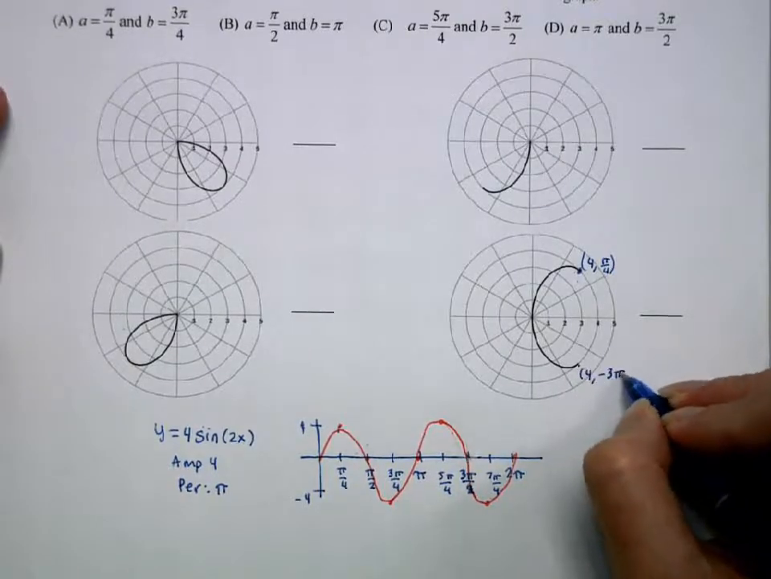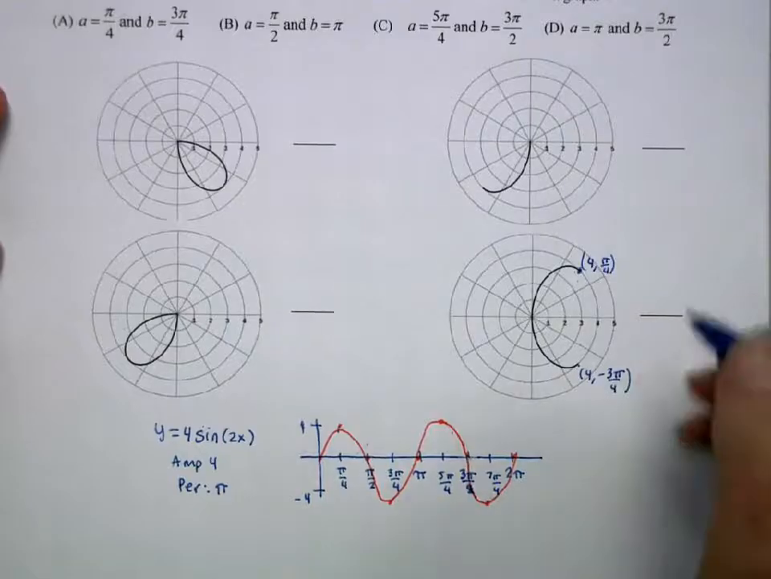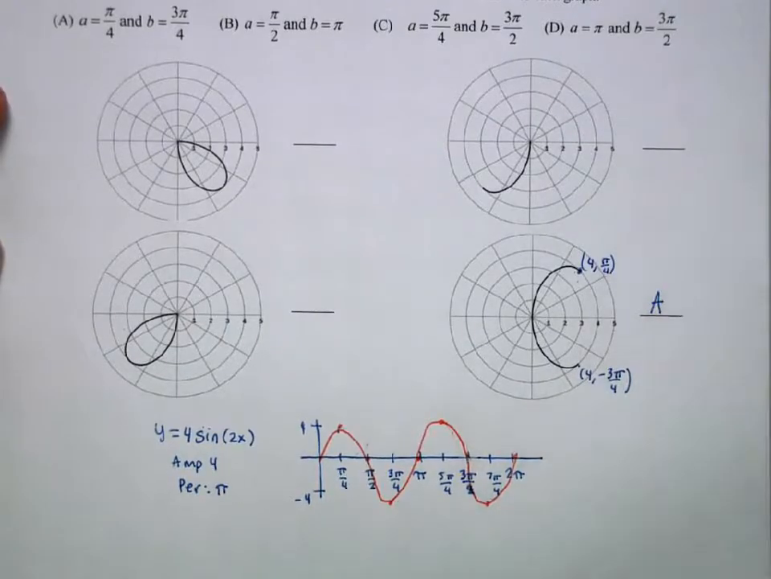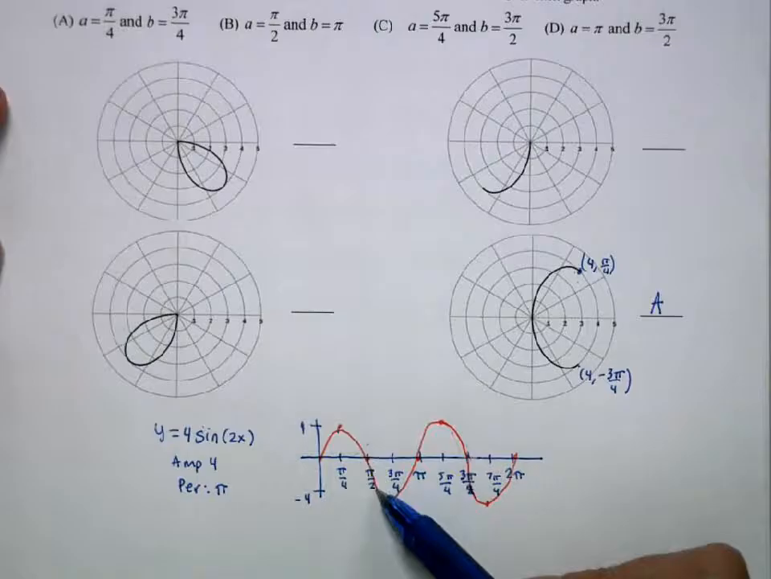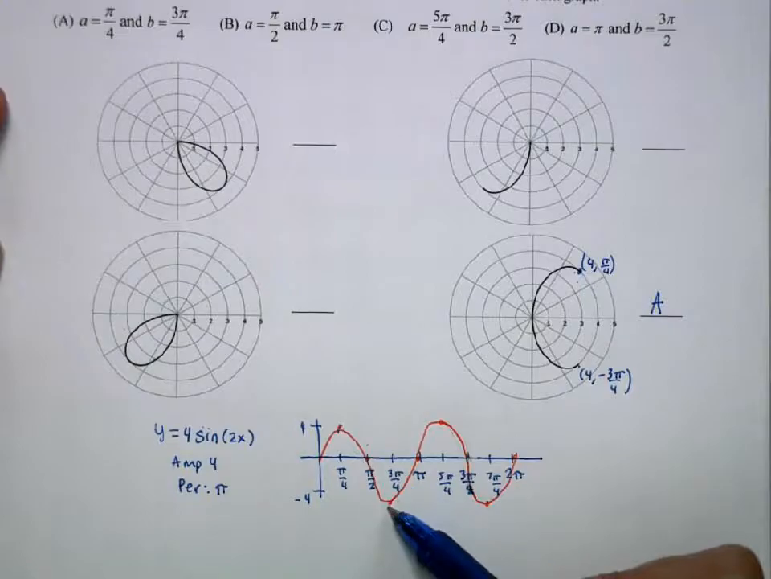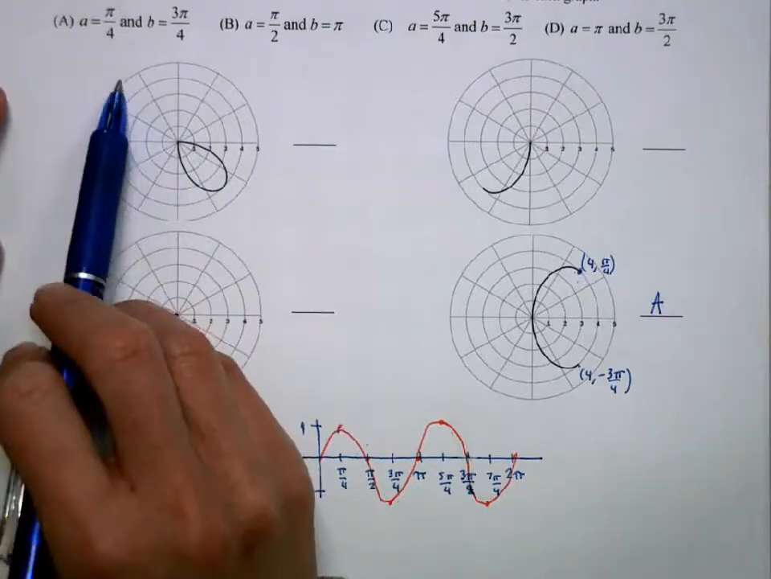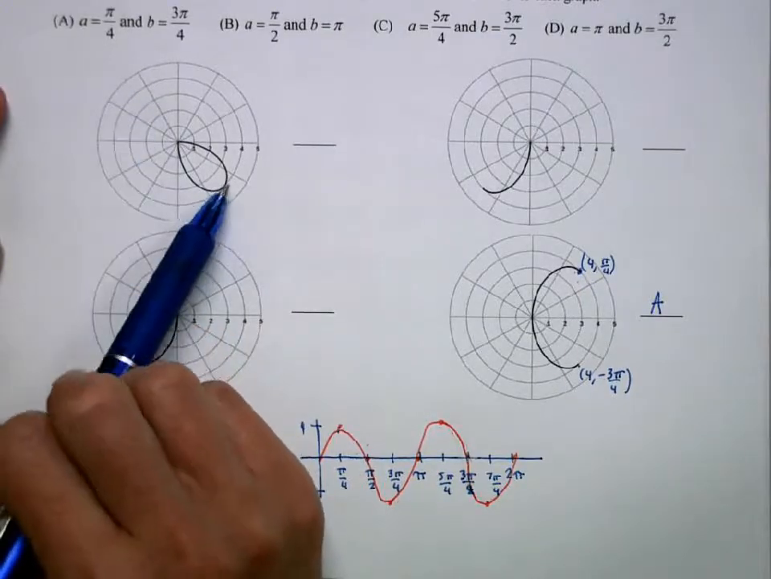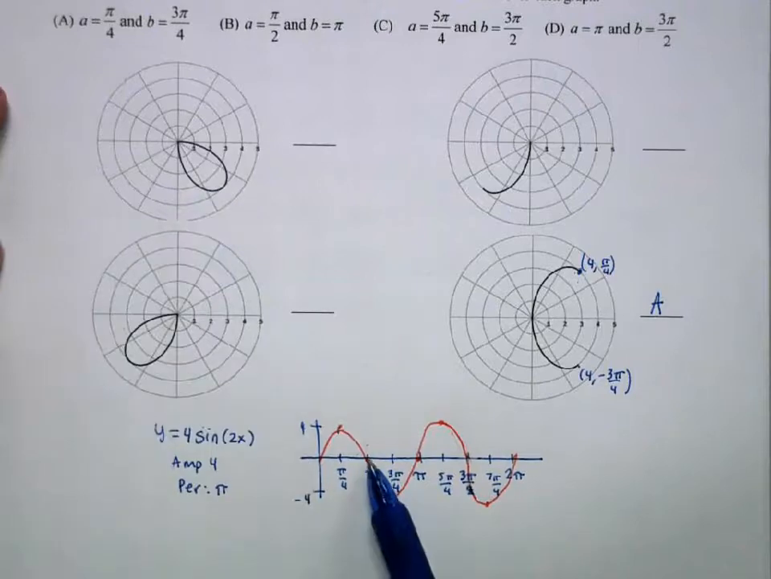Pi over 2 to pi is a full petal. We're looking for 3 pi over 4, but negative 3. So 3 pi over 4, but negative 3 is going to be this one. And it's a full loop because it starts at 0, goes to 4, back to 0. So this one is B.